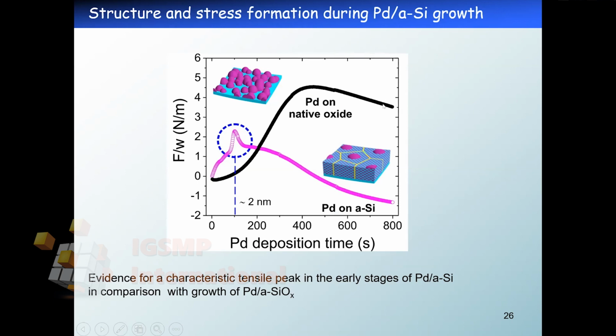So if you deposit the same palladium layer on amorphous silicon, this is the curve here in purple, where you can immediately notice a strong difference in the curvature, especially around 2 nanometer. We can detect here a characteristic tensile peak, which was not present for the case of palladium grown on native oxides. So I just remind you that this curve is typical of Volmer-Weber, where you grow isolated islands in 3D. And this curve is more complex, obviously.